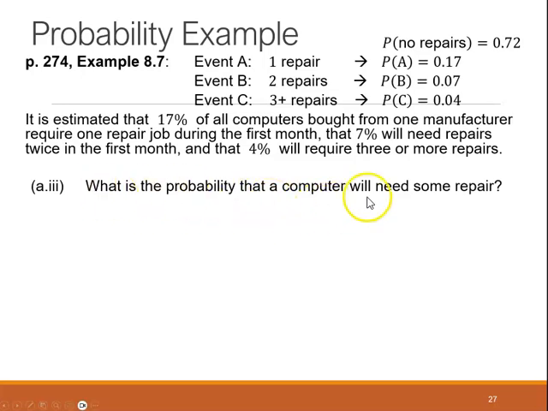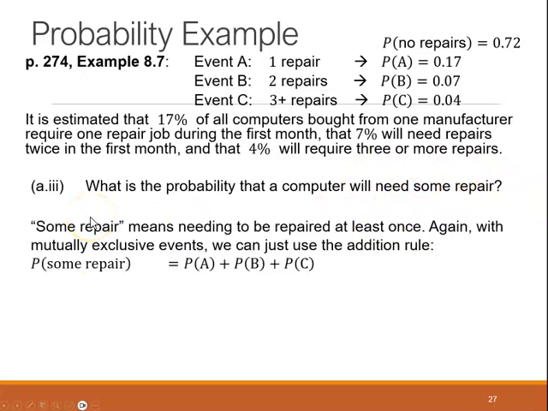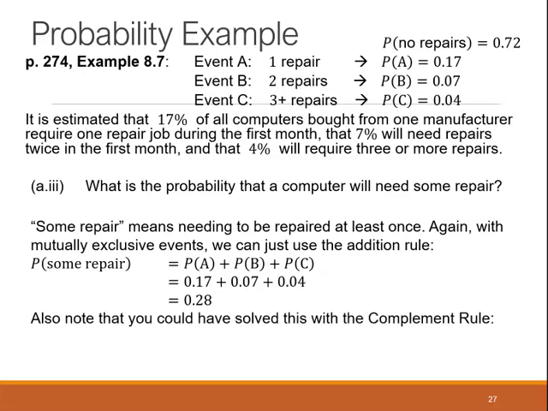What's the probability the computer will need some repair? What do we mean by some repair? 1, 2, or 3, right? Very good. So just add them up. 0.28. So far, so good. It's feeling easier as we're getting more examples. Or you could have done 1 minus our answer from no repairs. Could have done it that way as well. Does it make a difference which way you do it? Not a bit. Okay.